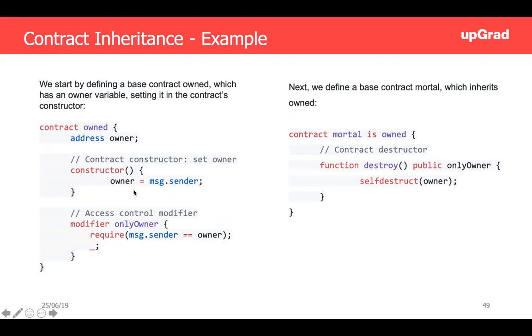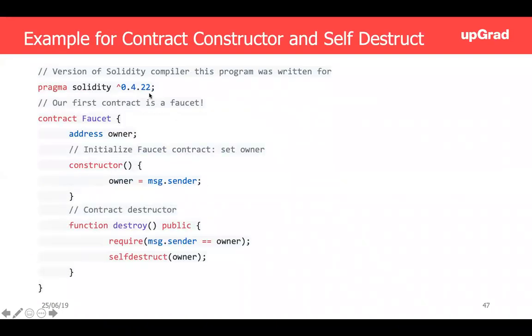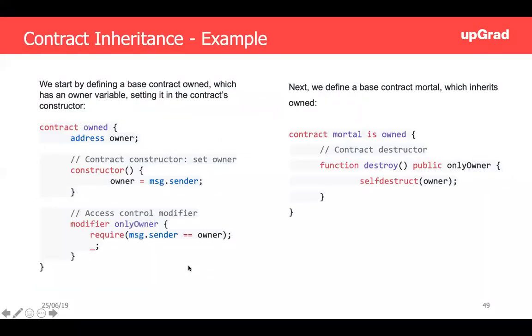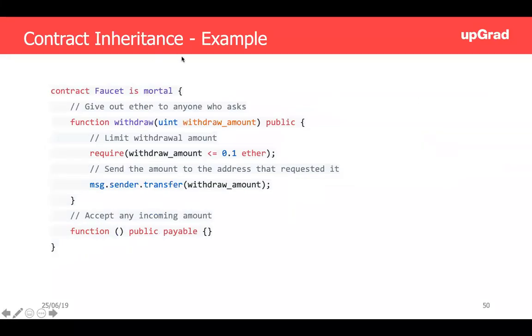So what we have done is take the example we saw here for contract construction and destruction, and convert it into more semantically correct code, with two contracts: one base contract inherited by the child contract, and the code split into two files. And this is now taking it further.